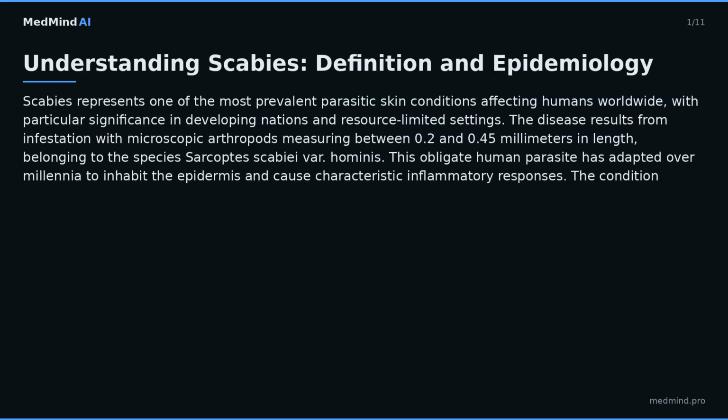Understanding scabies, definition and epidemiology. Scabies represents one of the most prevalent parasitic skin conditions affecting humans worldwide, with particular significance in developing nations and resource-limited settings. The disease results from infestation with microscopic arthropods measuring between 0.2 and 0.45 millimeters in length, belonging to the species Sarcoptes scabiei var. hominis. This obligate human parasite has adapted over millennia to inhabit the epidermis and cause characteristic inflammatory responses.